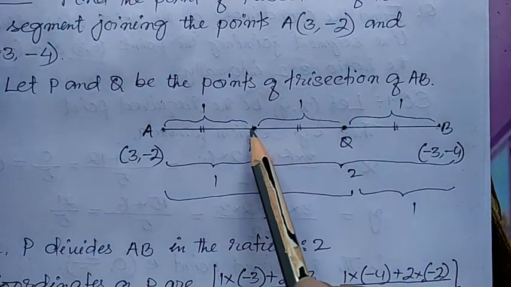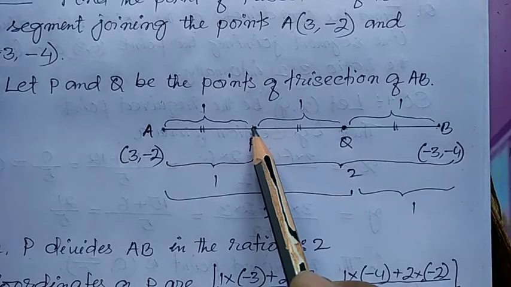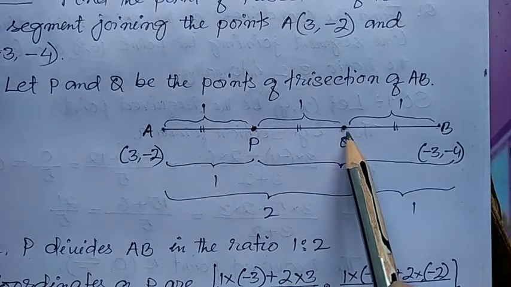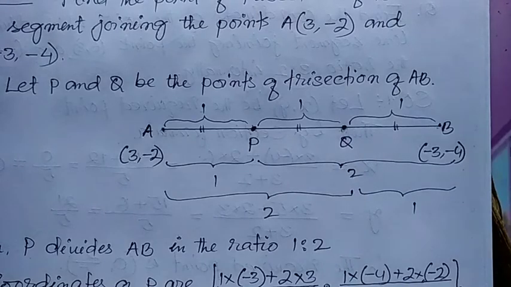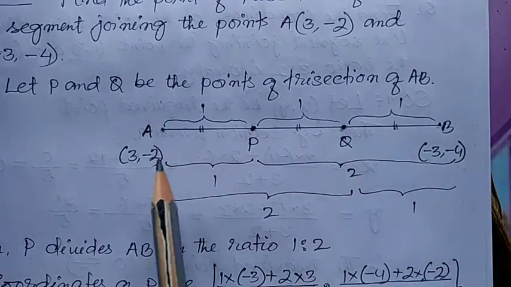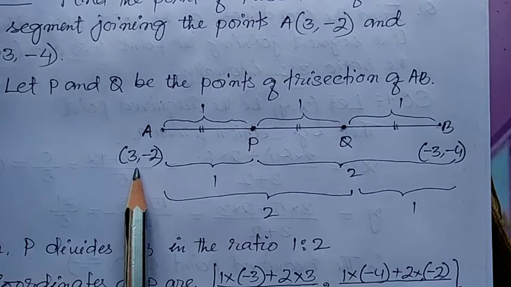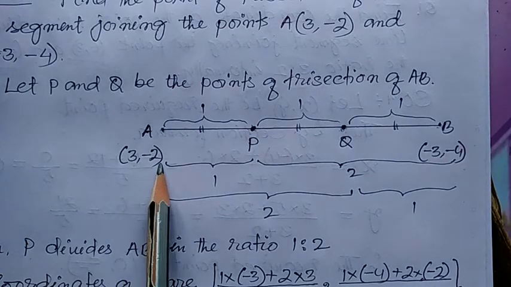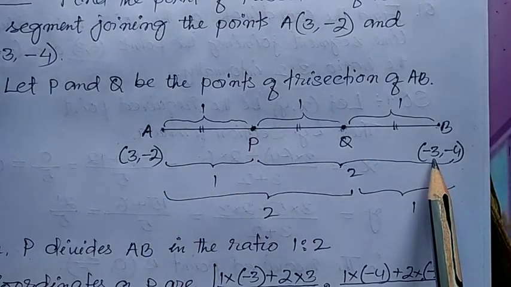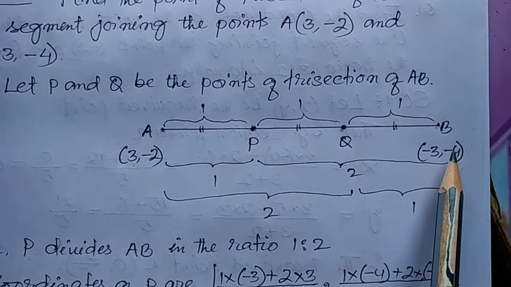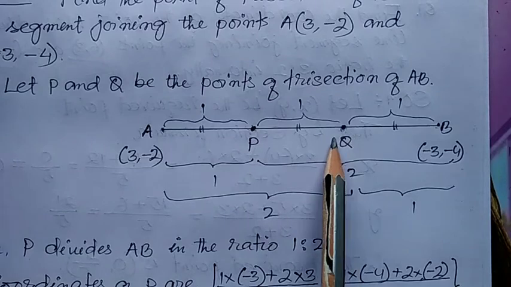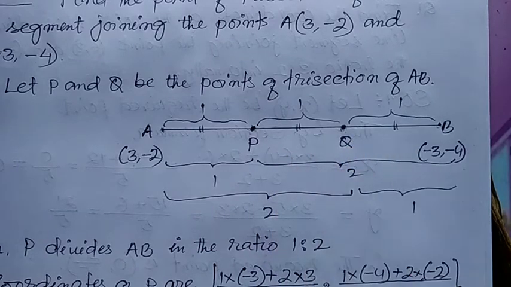Now we have to find the coordinates of point P and the coordinates of point Q. So we have to find these 2 points. To find this, we take the 2 points to be A and B. So the x1, y1 value will be 3, minus 2 and the x2, y2 value will be minus 3, minus 4. First point, second point. Then to find the P and Q coordinates, we need the ratio.